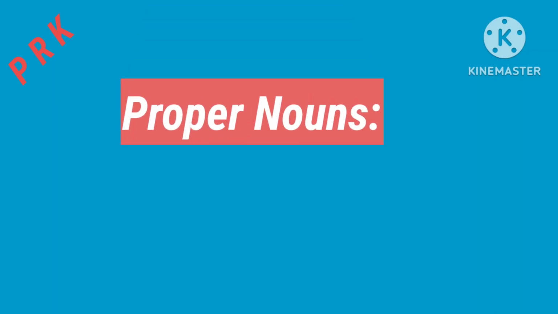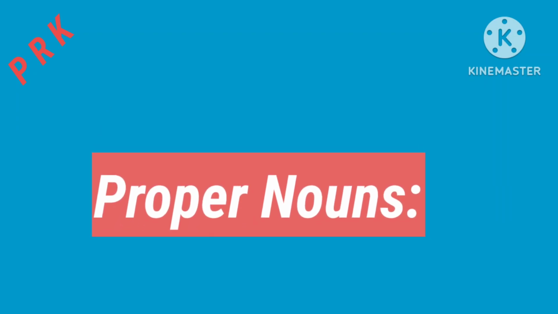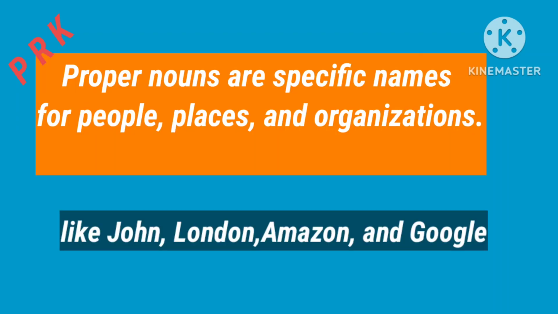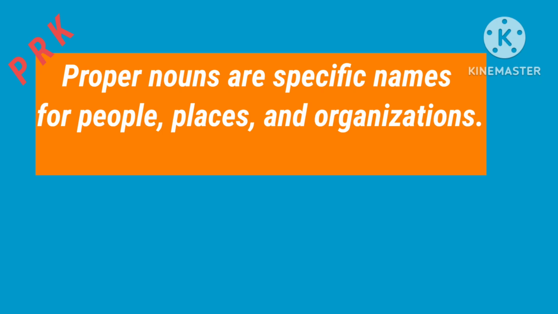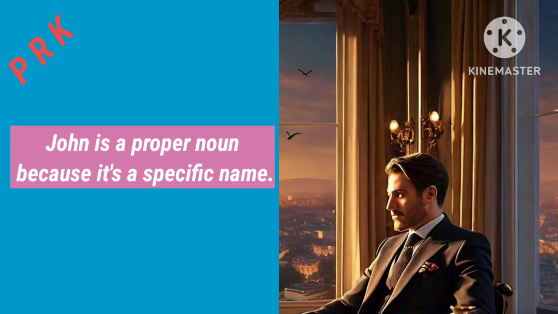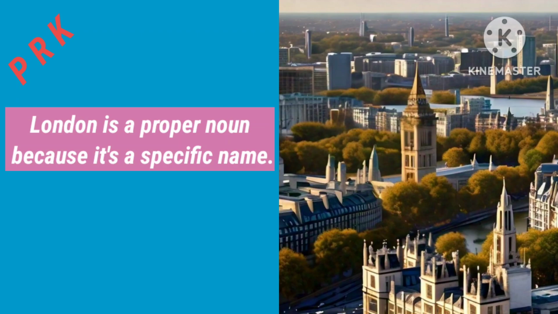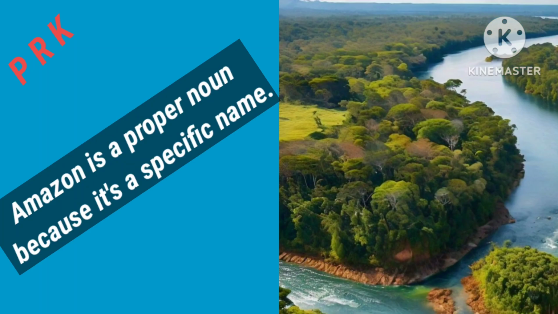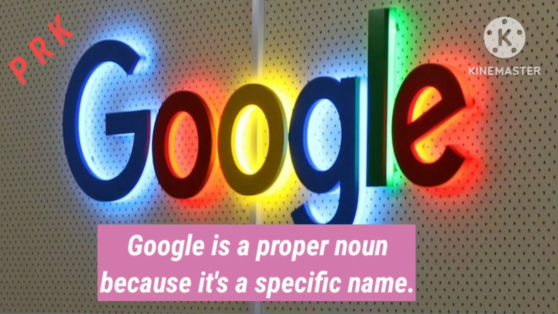Proper nouns. Proper nouns are specific names for people, places, and organizations. Chan is a proper noun because it's a specific name. London is a proper noun because it's a specific name. Amazon is a proper noun because it's a specific name. Google is a proper noun because it's a specific name.